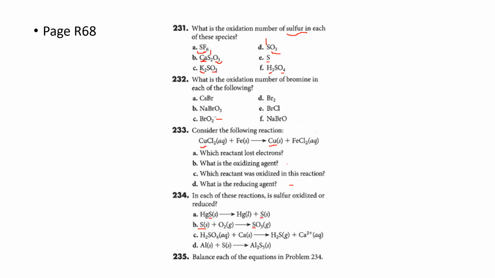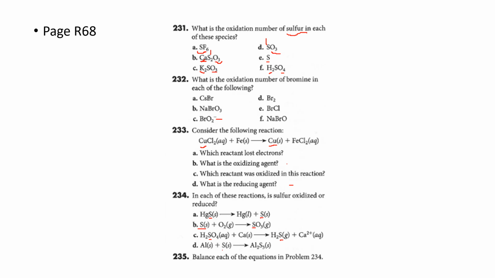All right, H2SO4. Looking at this one, our sulfur is going to have a +6 oxidation state. On this side, it has a -2. So it was reduced big time. Sulfur was reduced in this reaction. Its charge went way down.